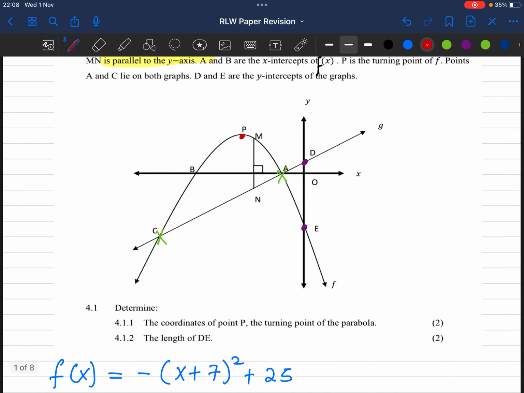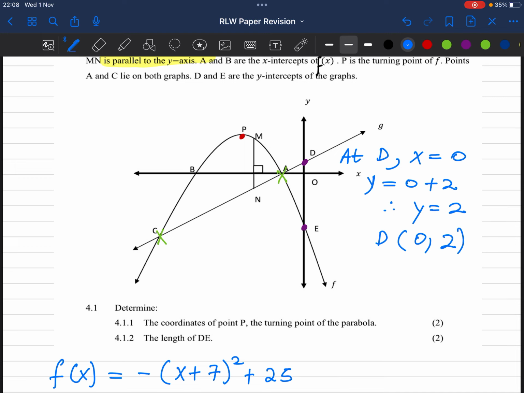The first step, we need to consider that g cuts our y-axis at point D. That means at D, x is 0. It means that y should be 0 plus 2, so our y here is just 2. The coordinate of point D is (0, 2). I think we agree that we have (0, 2) here. What about E?